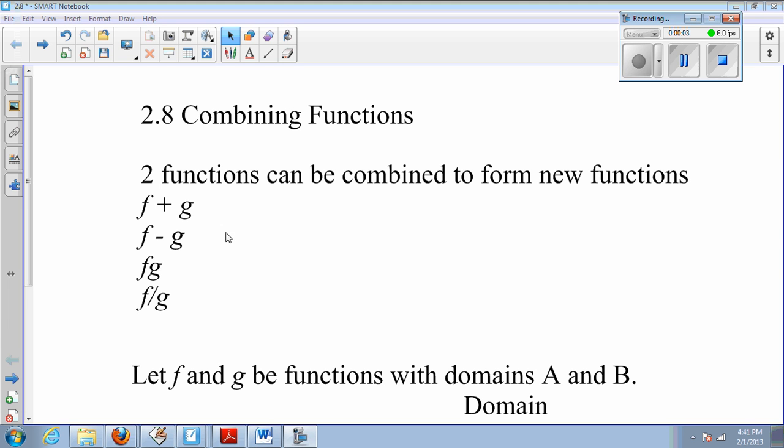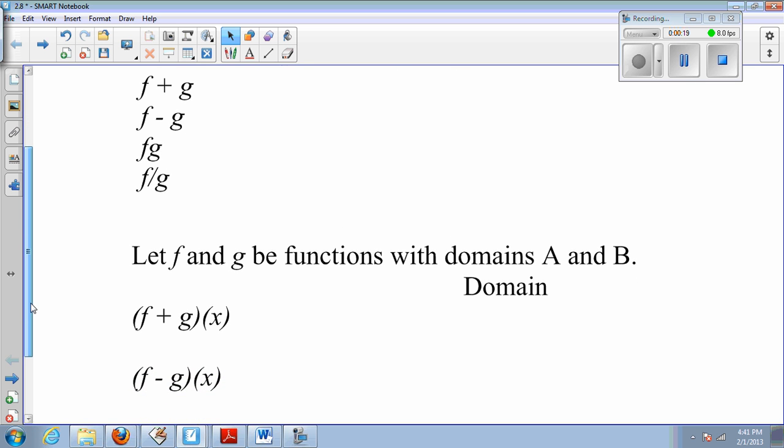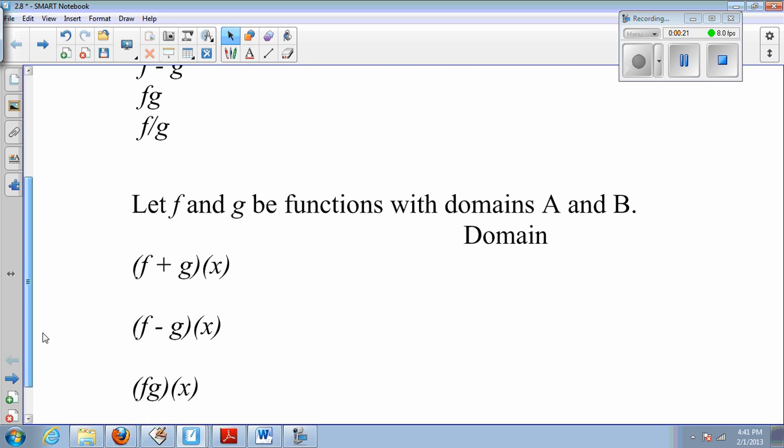2.8, combining functions. Two functions can be combined to form new functions such as f plus g, f minus g, f times g, or f divided by g, and vice versa. So let's let f and g be functions with domain A and B respectively.